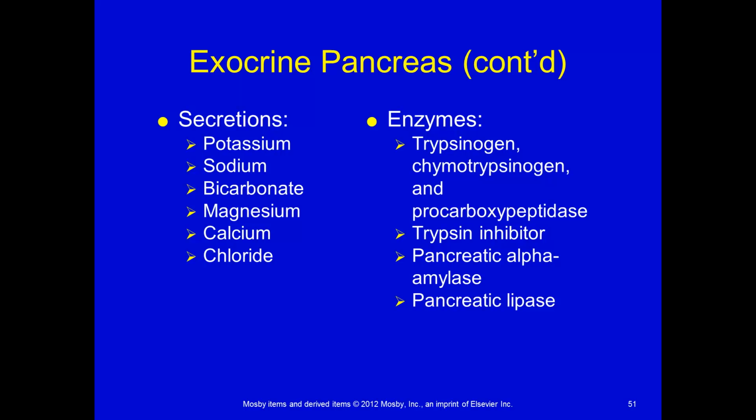And then just FYI, the pancreatic alpha amylase breaks down carbs, and the pancreatic lipase breaks down fats once it reaches the small intestines. So these two, amylase and lipase, are two big enzymatic indicators of pancreatic function.